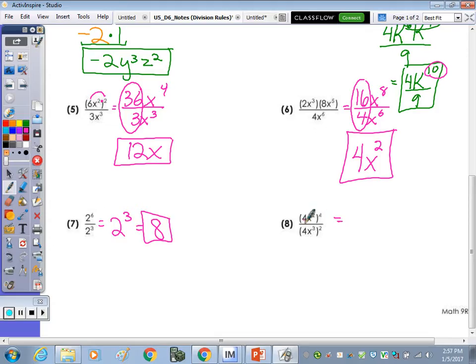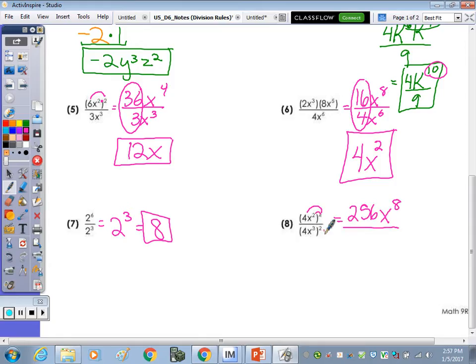So we need to do 4x squared to the 4th. So 4 to the 4th power. 4 times 4 is 16, times the third 4 is 64, and then 64 times the 4 is 256. Yes. x to the 2 times 4, 8.